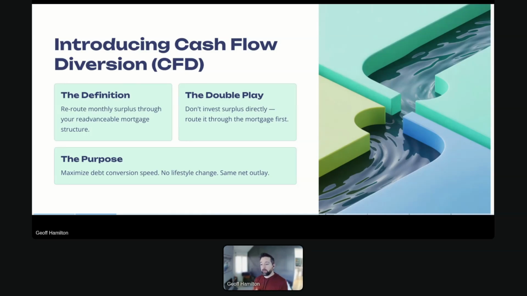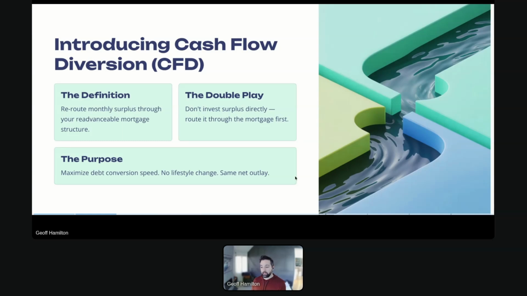The double play: don't invest surplus directly. That's what most people do. They have that $100, they put it into Wealthsimple or whatever their investment platform of choice is, and get the gains from there. That's great, but you're missing out on a huge opportunity. If you route it through your mortgage first, you're getting a double benefit. You're reducing your non-tax deductible debt and changing it into tax deductible debt, and then you're getting the benefits of investing it as well. The purpose of this particular accelerator is to maximize your debt conversion speed.